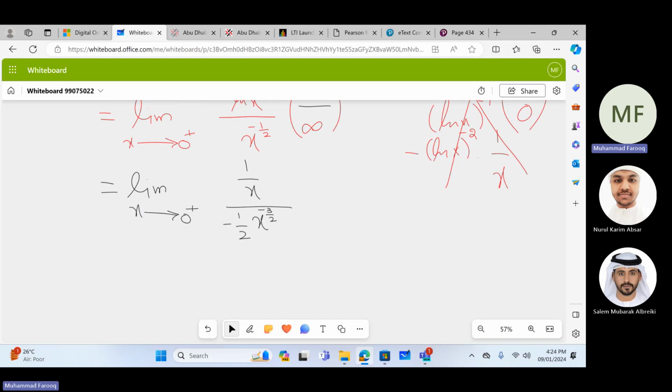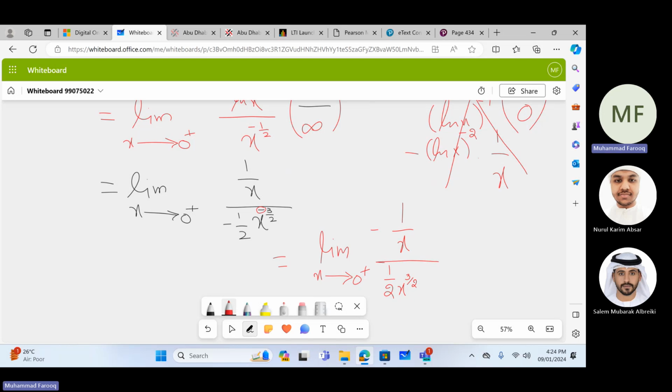How do I simplify this part? This is the limit as x approaches 0 from the right side. My numerator is 1 by x, and the negative sign you can put here. This is negative power; I need positive, so put it down. It becomes 3 over 2, and with the 2 it becomes positive now.